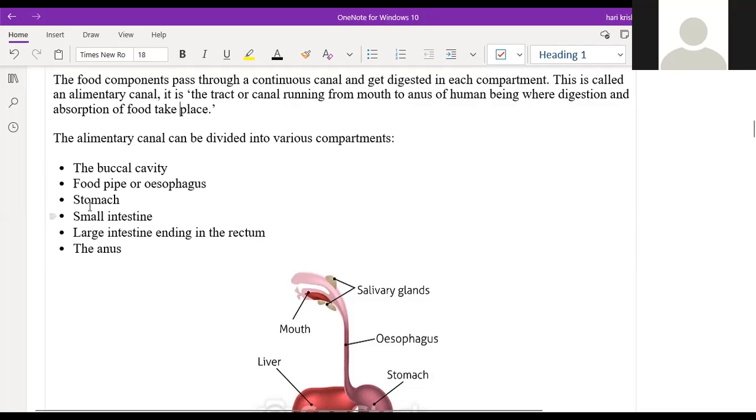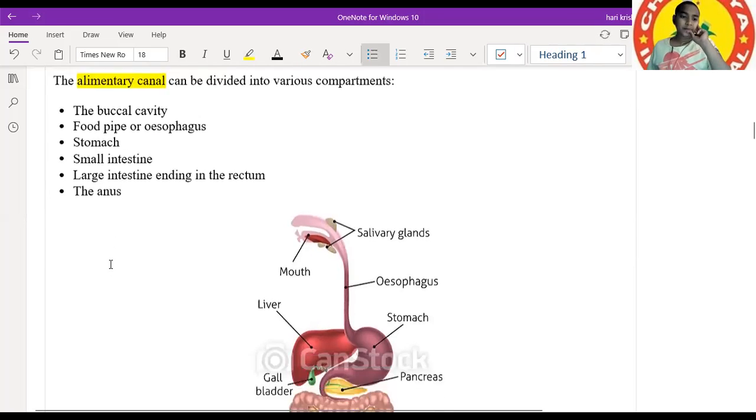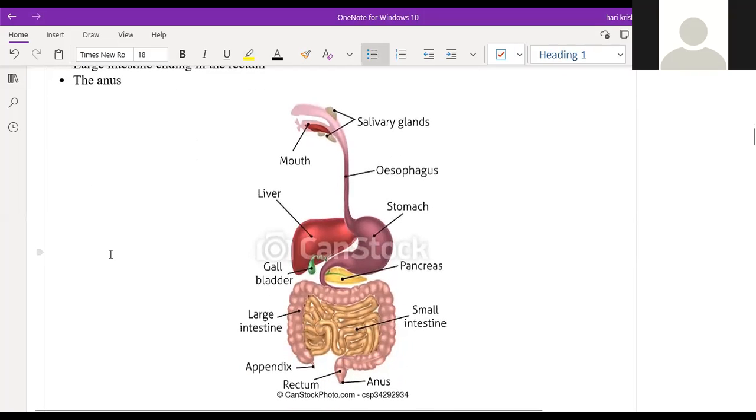So these 6 different parts are there in the digestive system. All of this together is called the alimentary canal. What's the name? It is the alimentary canal. So this is the complete digestive system picture of human beings. If you take the mouth itself, we have the salivary glands, where digestion first starts. Then food goes to the food pipe, which is the esophagus, and then it goes to the stomach.